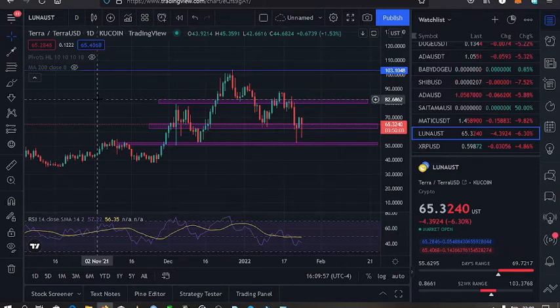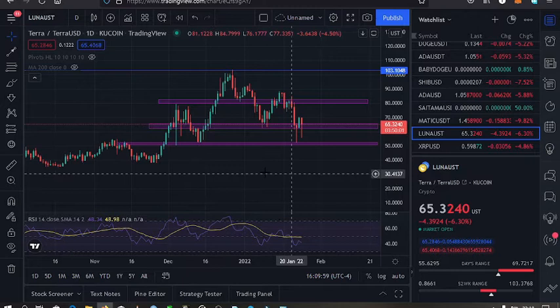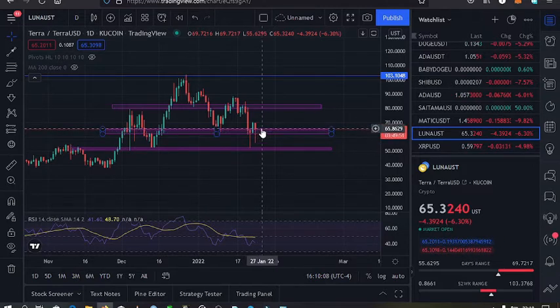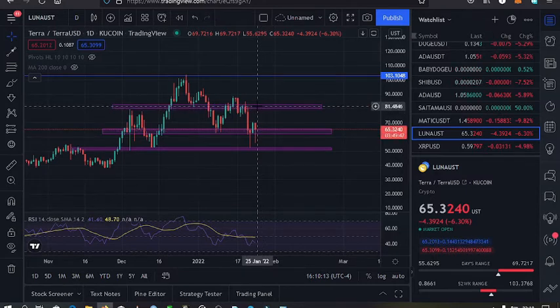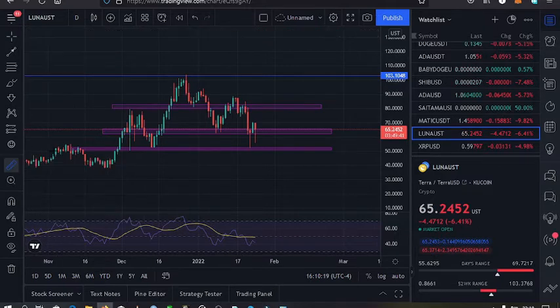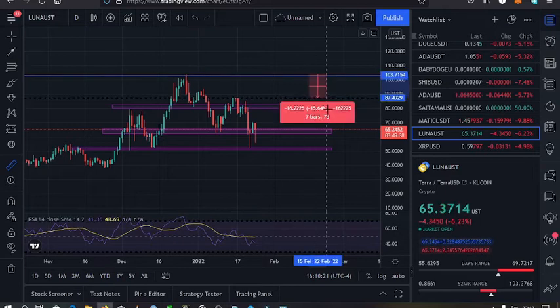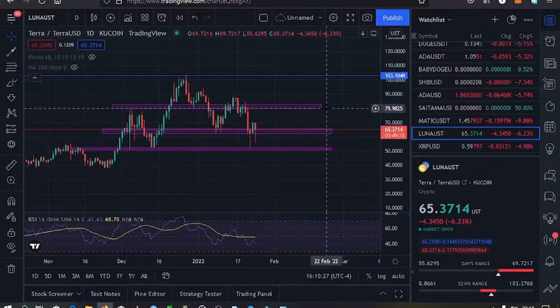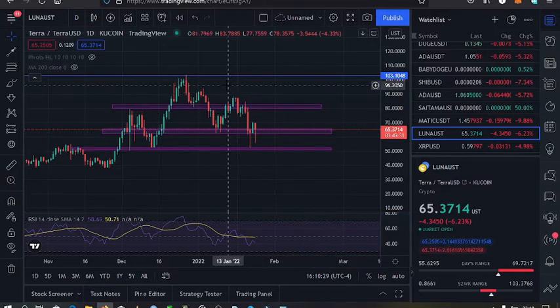So on the chart, on the daily time frame, we still have our key support at the $52 mark, a key support and resistance at the $64 mark, and a key resistance at the $81 mark. And from the all-time high, the market is down by 33%. That's not bad for Luna.